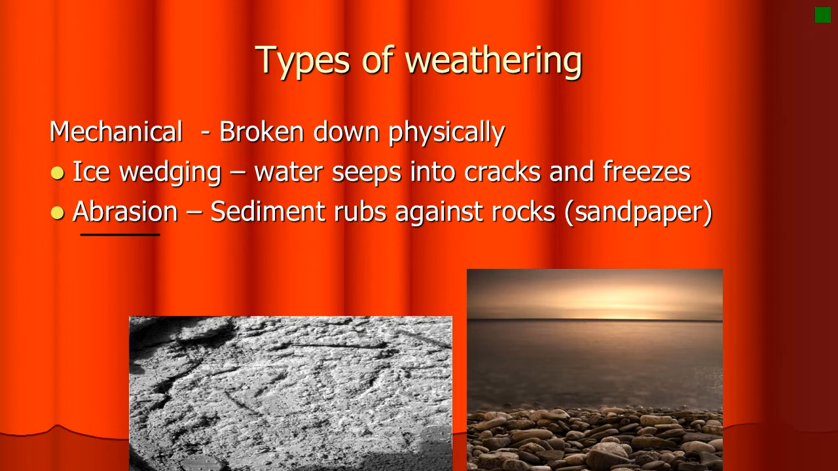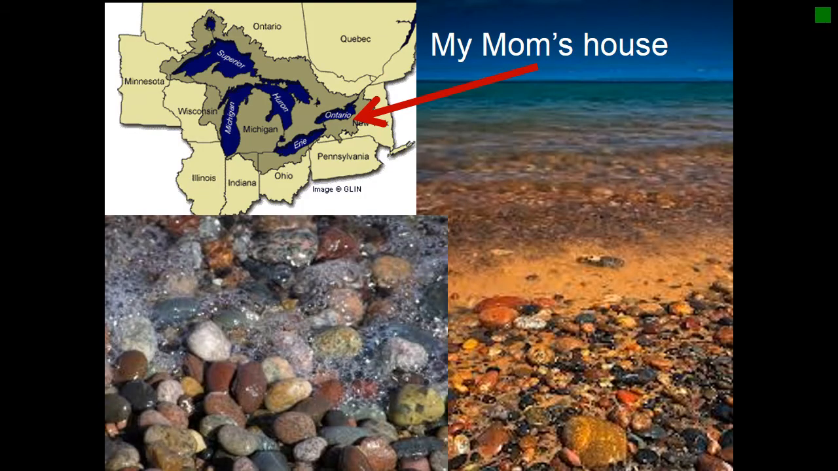This is when sediment rubs against rocks. Think of this like sanding wood, okay? This is how we get rocks to look like these pictures that you see here. You can see these little scraped lines here that are an indication of abrasion. The smoothness of the rock is an indication of that.